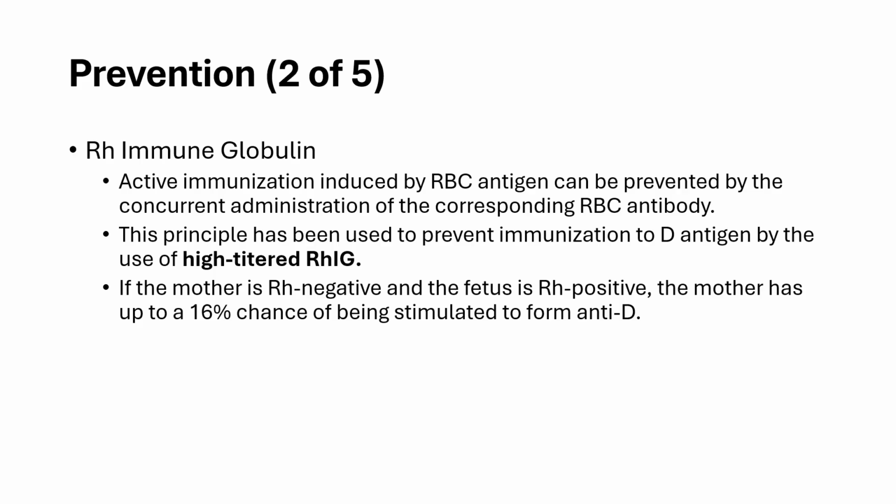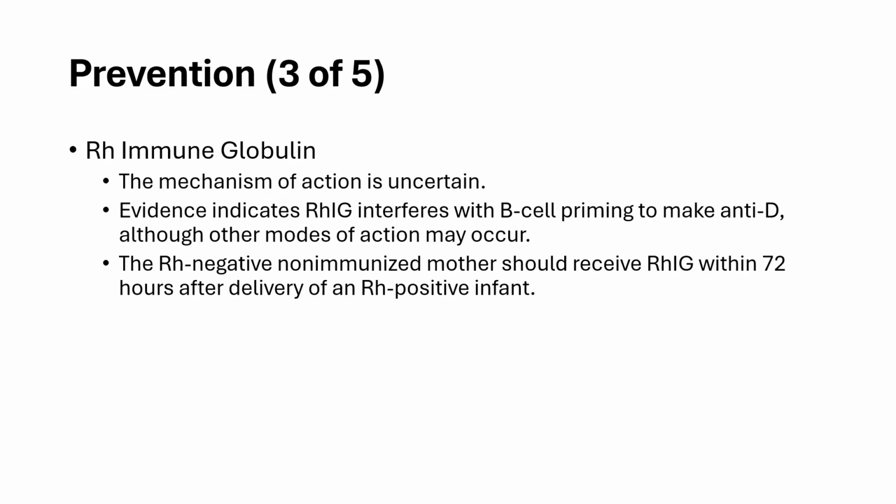For Rh immune globulin, or RIG, active immunization to red blood cell antigens can be prevented by administering the corresponding red blood cell antibody concurrently. This principle is used to prevent immunization to the D antigen through high titer RIG. If the mother is Rh negative and the fetus is Rh positive, the mother has up to a 16% chance of being stimulated to form anti-D antibodies.